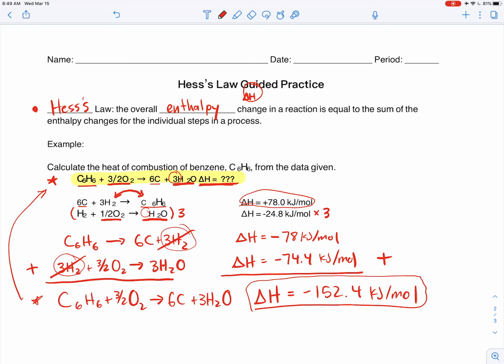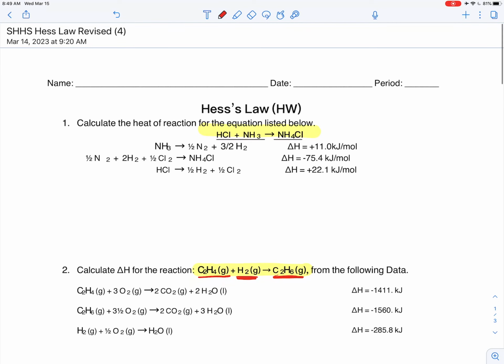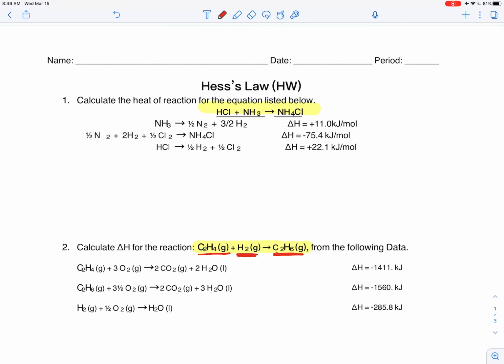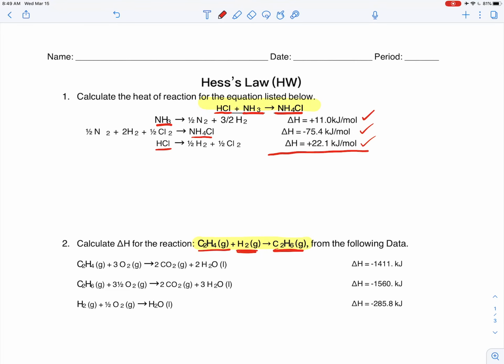Okay, if you flip to the other side of the worksheet, we can look at a few more problems. So in this first problem, you'll see that NH3 is on the correct side and it's in the correct number, so you don't have to change that. NH4Cl, again, correct side and the correct number, you don't have to change that second equation either. And then HCl is also on the correct side and the correct number, you don't have to change that. So really, you just have to add these numbers together and that'll give you the answer.